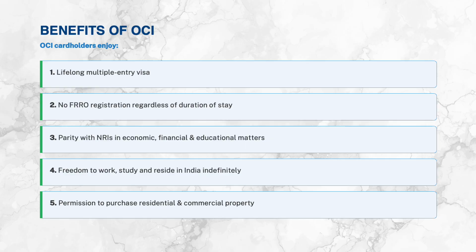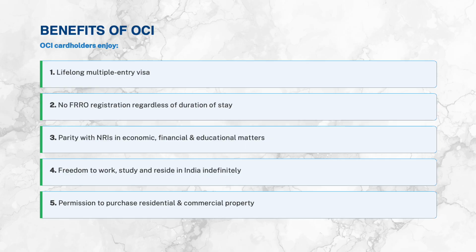Freedom to work, study, and reside in India indefinitely. They can reside for as long as they want. So if we apply for a tourist visa to go to London, the visa is limited, right? There's a limit of 3 months, 6 months, let's say. But if you have the OCI card, you can reside in India indefinitely. And you also have the permission to purchase residential and commercial property.